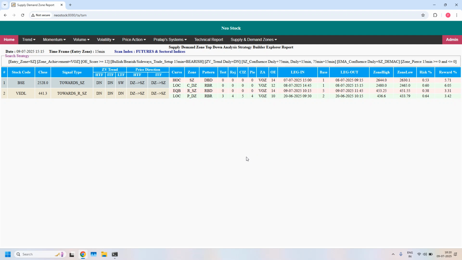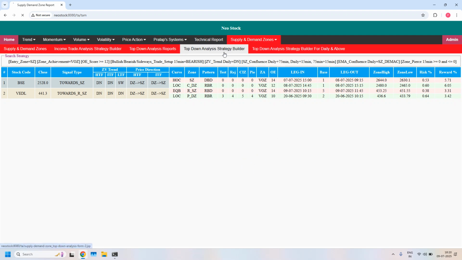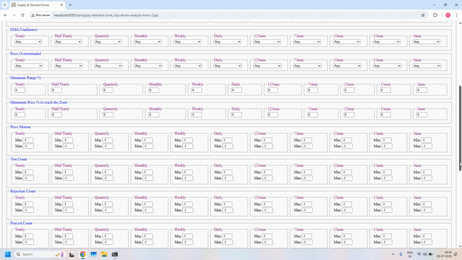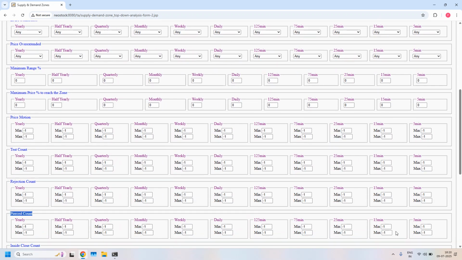Next, let us generate hourly income trade reports. For hourly income trade, entry time frame 5 minutes, entry zone, demand zone, bullish, bearish, sideways trade setup. At 5 minutes, I am selecting sideways long, zone achievement VOZ, minimum order enhancer score 11, and also the 5 minutes demand zone should not be pierced. So in the pierced count at the 5 minutes time frame, minimum value 0, maximum value 0.